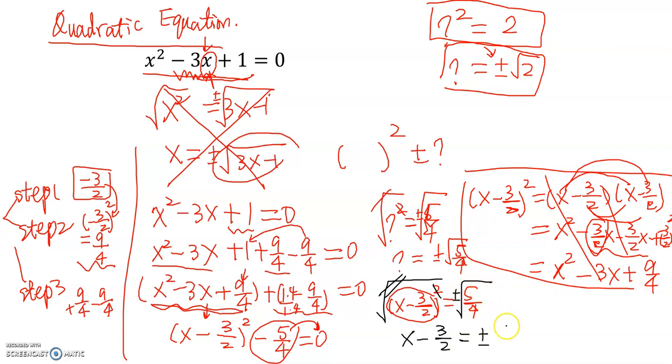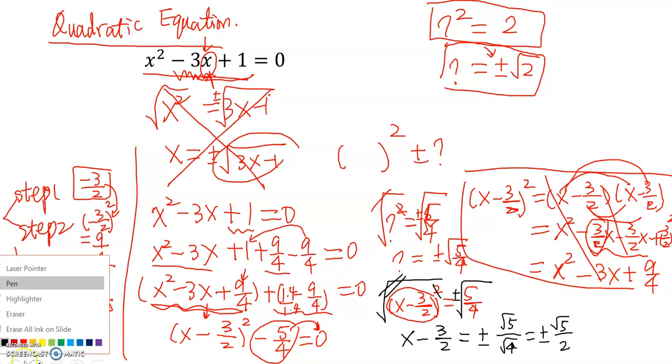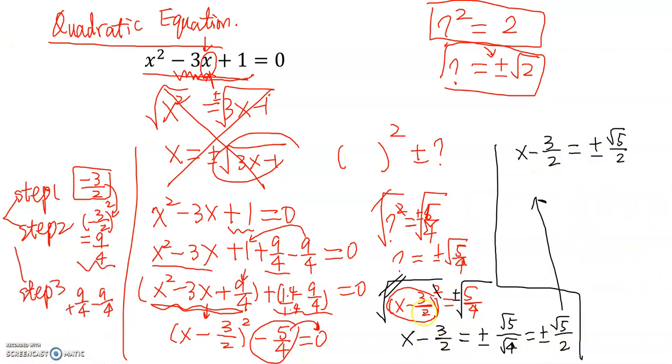I'm going to go ahead and simplify this radical because fractions are not allowed under the radical sign. So I'm going to get square root of 5 over square root of 4, which is equal to half of square root of 5. Okay, so now I am going to write this up here. So I got x minus 3/2 equals plus or minus square root of 5 over 2.